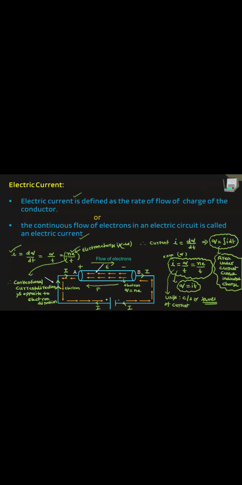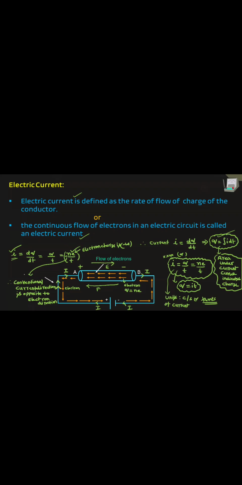I equals dq by dt, that is q by t. Q equals ne, but the electron has negative charge, that's why the minus is taken. This negative sign indicates the current direction is opposite to the electron direction. This is the definition of electric current. Once you know the current, how do you find the charge? The area under the current curve gives the charge.